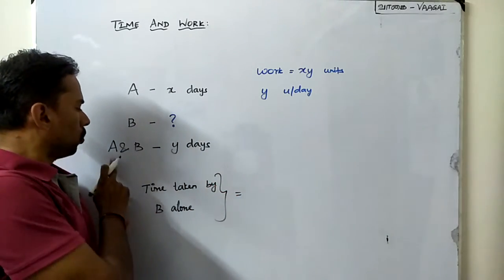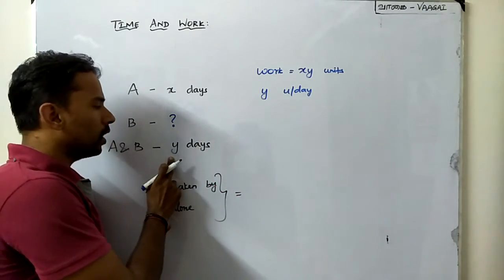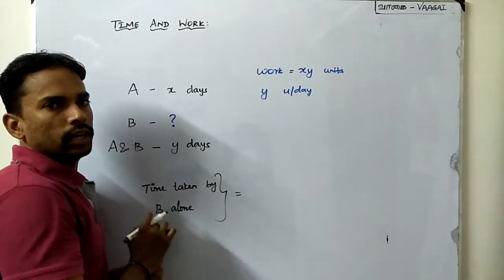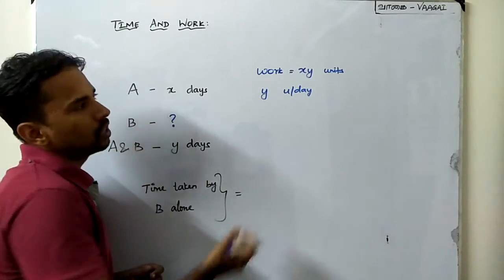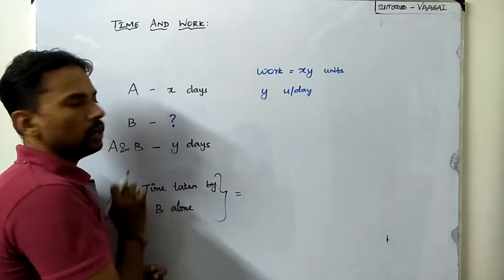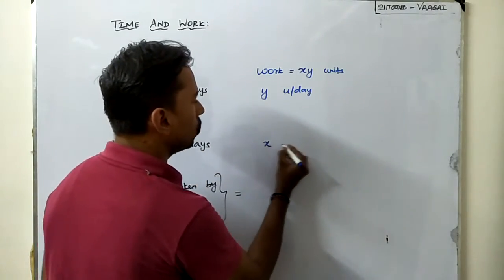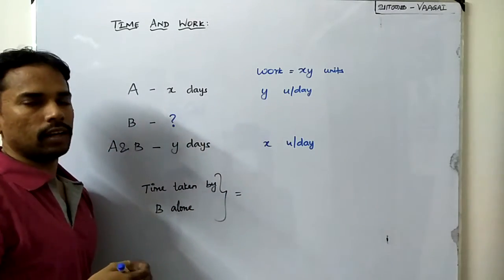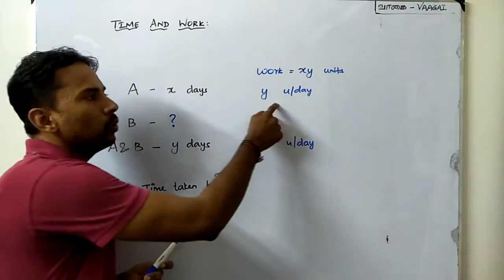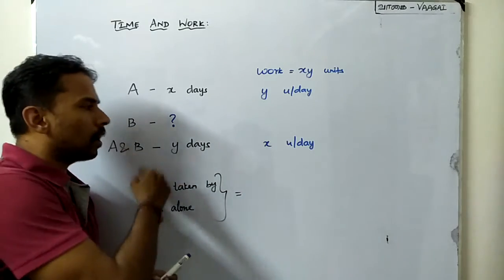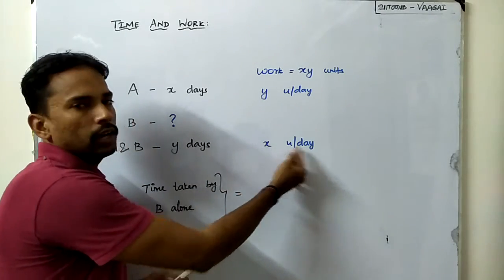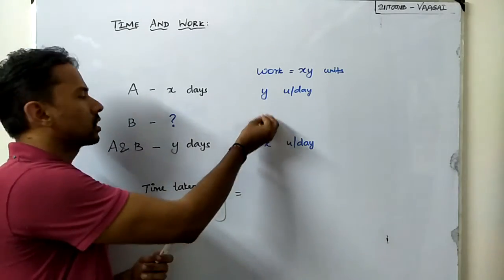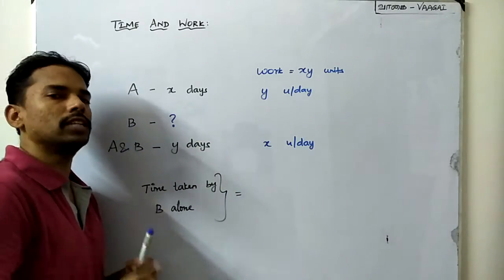Next, we also know that A and B together can do the same work in Y days. So their combined efficiency will be how much? It will be XY by Y, which gives us X units per day. So now we are very clear that A alone can do Y units in one day, and A and B combined can do X units in one day. Now first of all, we need to find how many units B alone can do. That is, we need to find the efficiency of B.